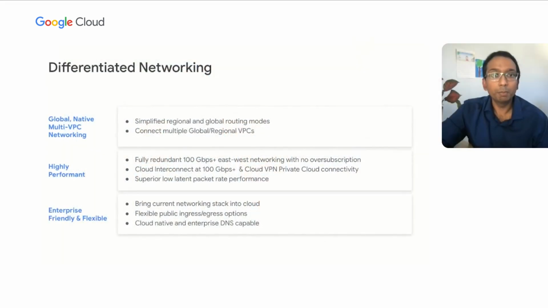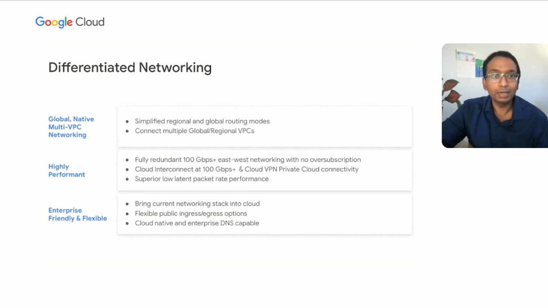Now, Google Cloud VMware Engine truly delivers a global, highly performant, enterprise friendly, flexible networking experience. With simplified regional and global routing modes, you have one global network with no necessity to create regional network designs and connect them. This greatly simplifies and reduces the cost and complexity to have more than one point of presence in the cloud. You can architect and connect different parts of your environment easily across projects and across regions with capabilities such as multi VPC and multi region networking.